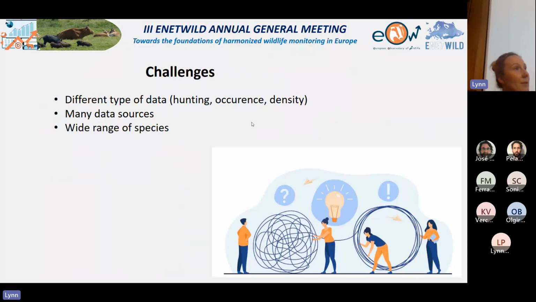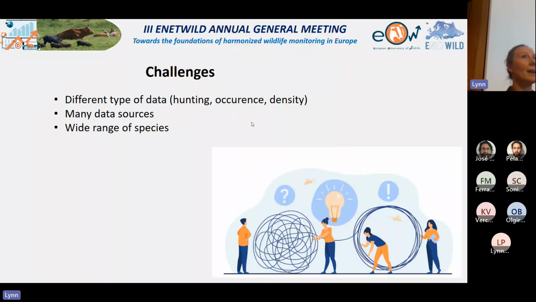So what are the challenges? The challenges are most probably not only those three which I mentioned here. For sure, the different types of data: hunting, occurrence, and density. Hunting are real numbers of the animals which were shot. Occurrence are point data where we can have the direct coordinates. But with density, in many cases, it's just predictions. Predictions of how many individuals might be in that area.